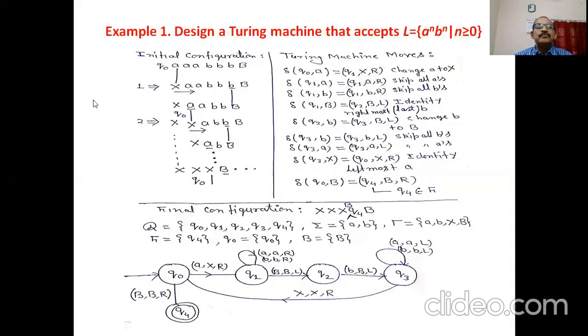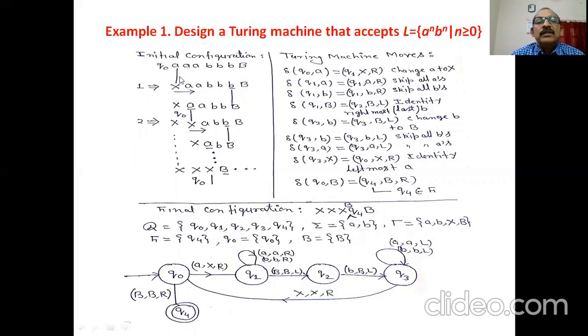Now the technique is we convert this A into X. And how will we do this? Delta, the movement of the Turing machine: the machine in state Q0, if the input is A, goes to the state Q1, replaces this A by X and moves in the right direction. Next, after converting the A to X, we skip all A's and all B's except the rightmost B. So how will we skip all A's and all B's except the rightmost B?